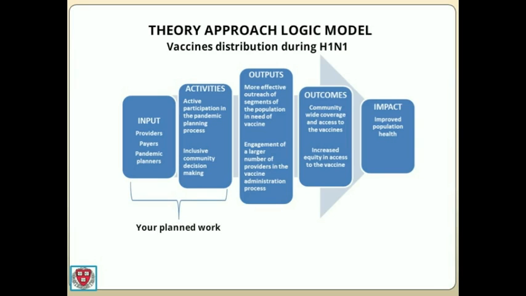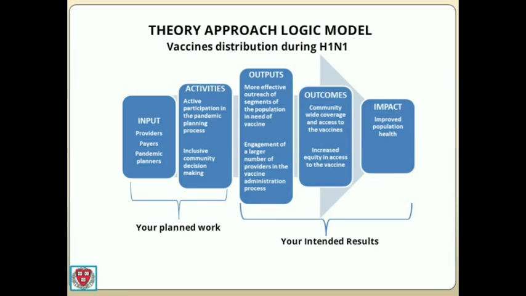The planned work included meetings with providers, payers, and pandemic planners. Activities included active participation in the pandemic planning process and inclusive community decision-making. Intended results were a more effective outreach to the population and engagement of a larger number of providers. Outcomes included community-wide coverage and improved equity. The impact was assessed in terms of improved population health.